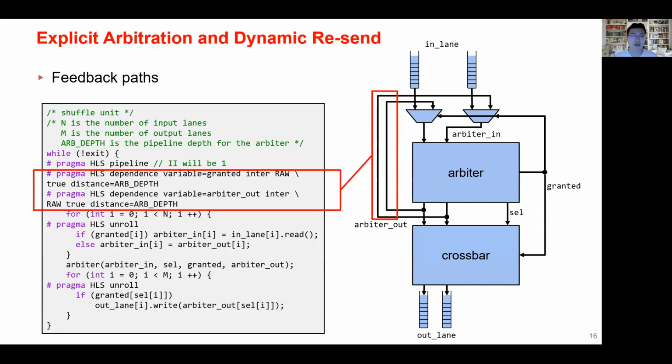And finally, we have these dependency pragmas to implement these feedback paths to send back the payloads. In this way, with this subunit, the bank conflict is resolved in a dynamic way.